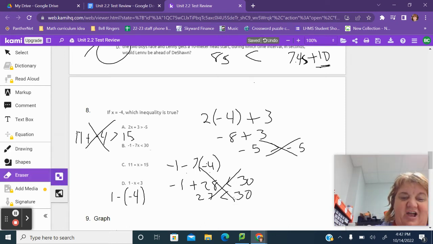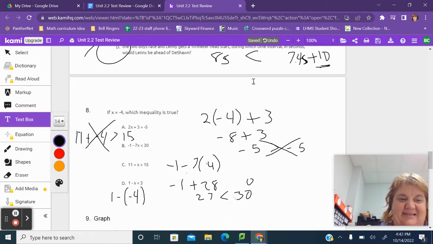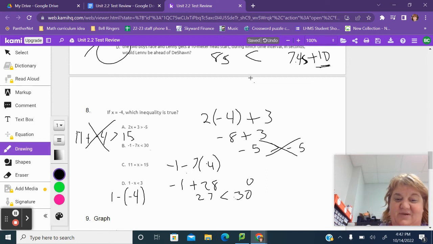See, you guys, Miss Chalk makes mistakes all the time. This one was true, so I didn't really look at it. This is good that we're doing this. So 27 is less than 30. So B is true.